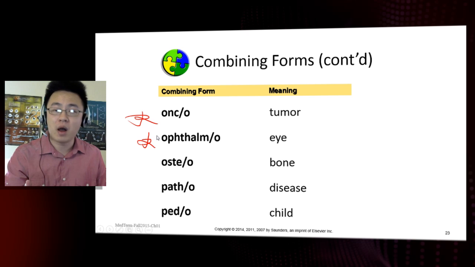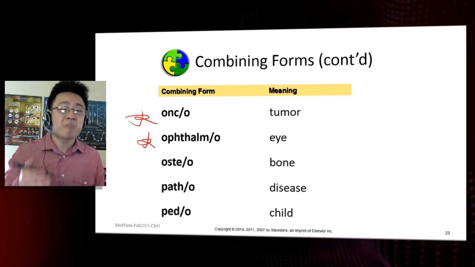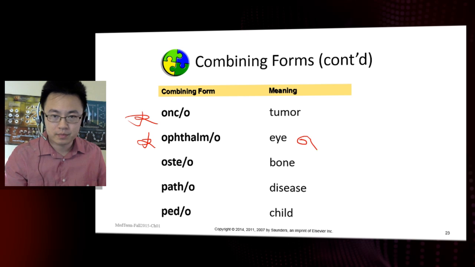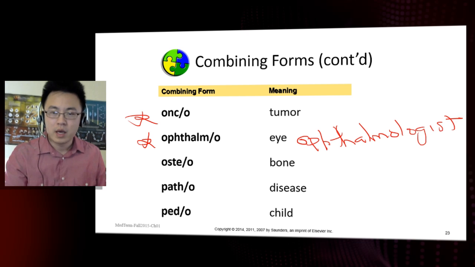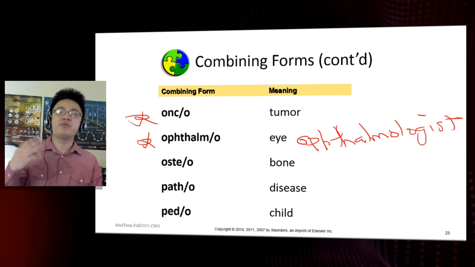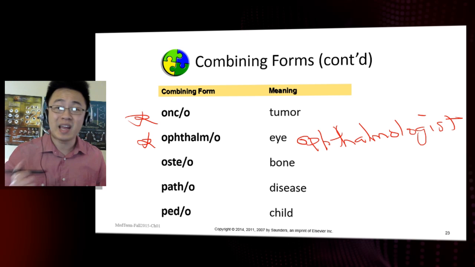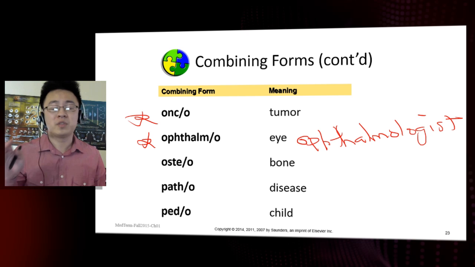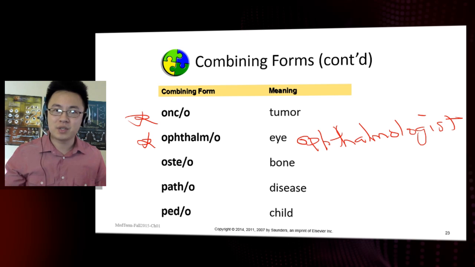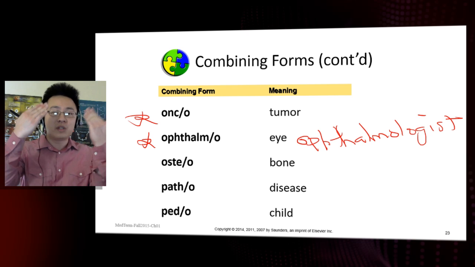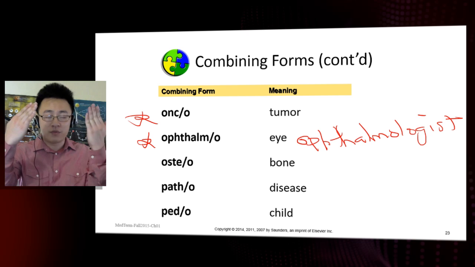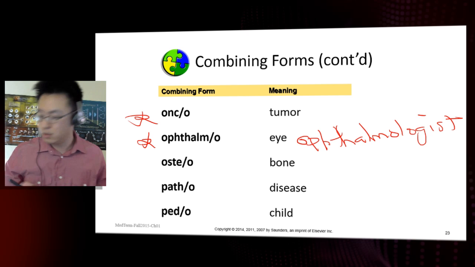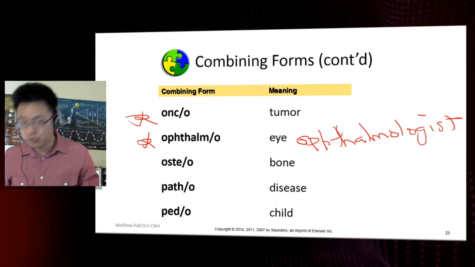For example, an ophthalmologist. An ophthalmologist is a medical physician who specializes in the eye and eye surgery, who is different from an optometrist, who specializes in the measurement of the eye for vision and vision correction. So be very careful with those two.